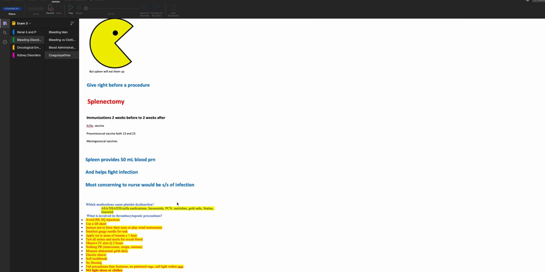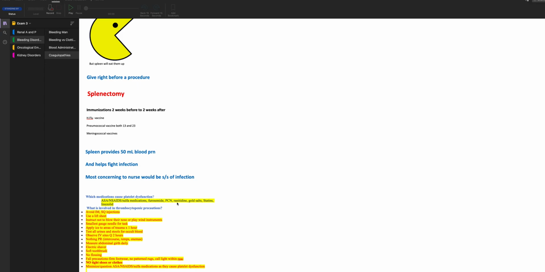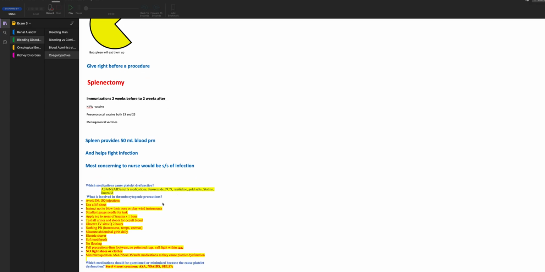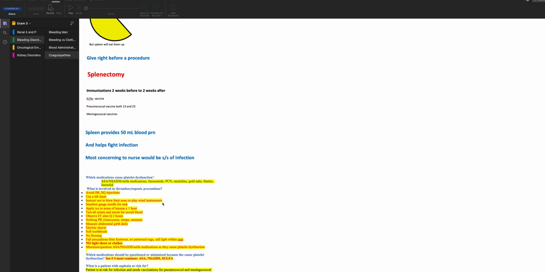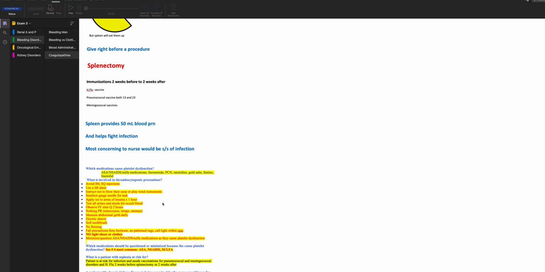Now, thrombocytopenia precautions are the same as bleeding precautions. But I learned something in your textbook that I thought was very interesting, that you are to instruct the patient not to blow their nose. That I knew. But also not to play wind instruments. So you can't play like the clarinet if you have ITP. So I thought that was just interesting. And stay away from aspirin and NSAIDs. Those are the most common drugs that cause bleeding.